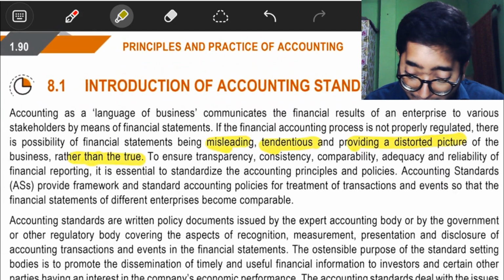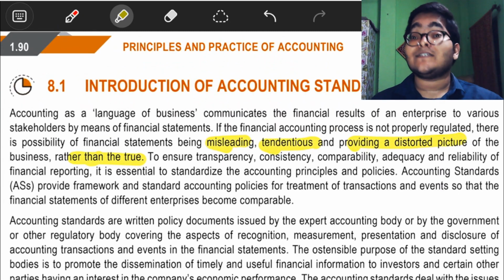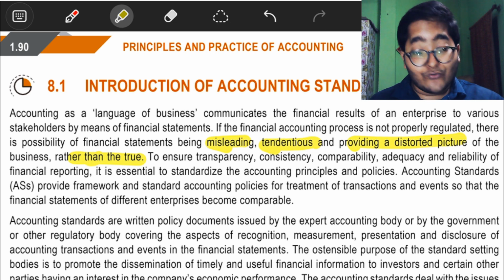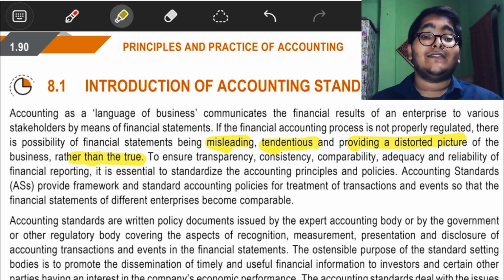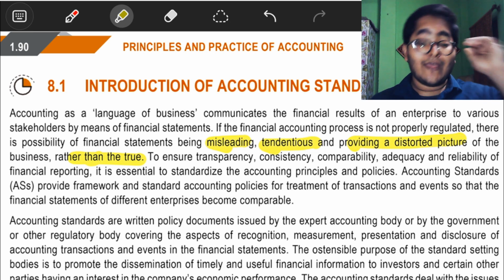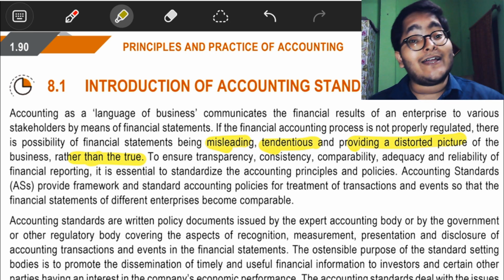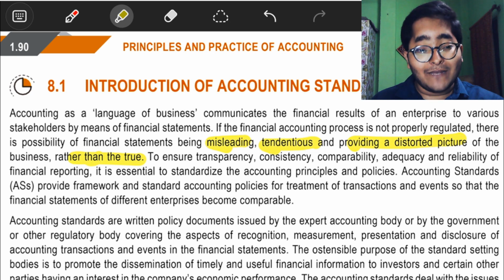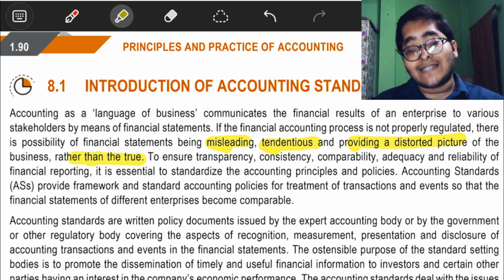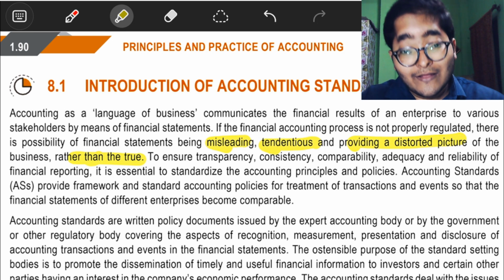But accounting is done or financial statements are made to show the true and fair view of the business to the users of the financial statements. For example, the government, the investors, the owners, the suppliers, etc. To ensure transparency, consistency, comparability, adequacy, and reliability of financial reporting, it is essential to standardize the accounting principles and policies.